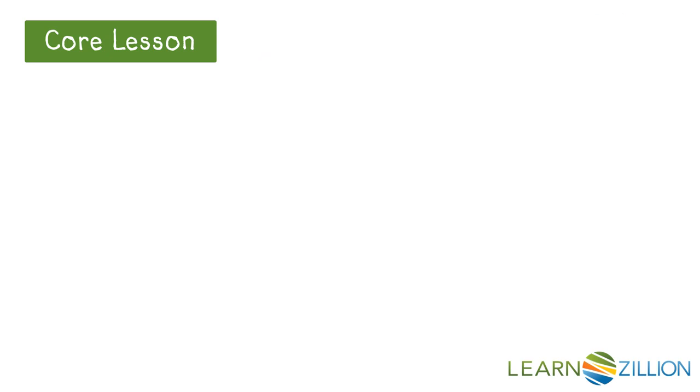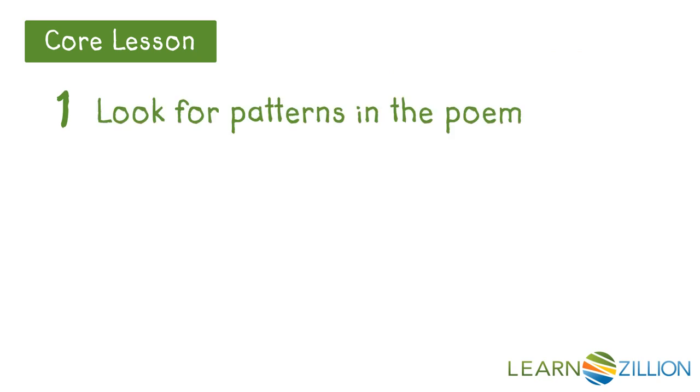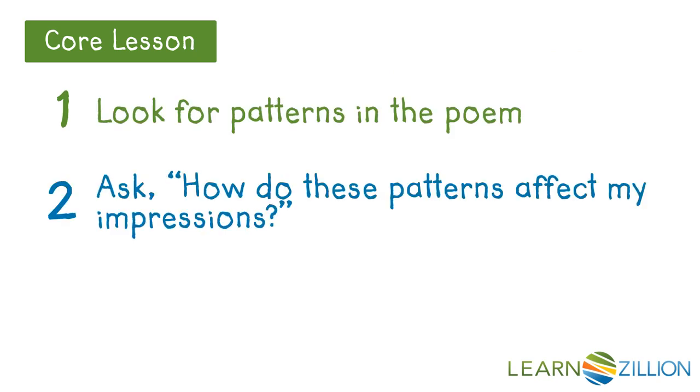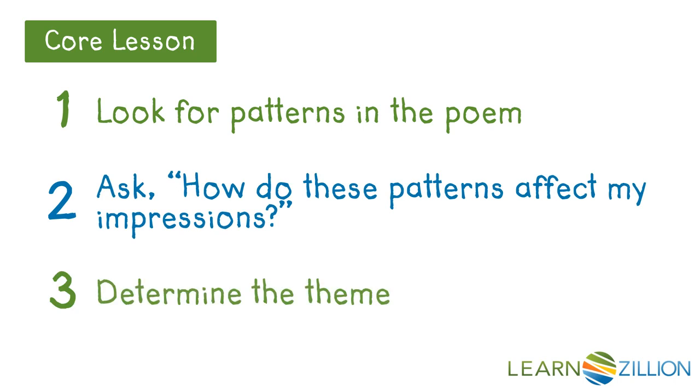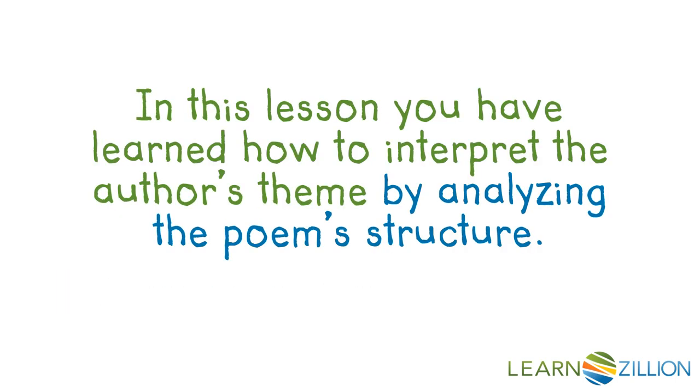So let's review the steps we took to interpret the author's theme by analyzing the poem's structure. 1. Look for patterns in the poem. 2. Ask, how do these patterns affect my impressions? And 3. Determine the theme. In this lesson, you have learned how to interpret the author's theme by analyzing the poem's structure.